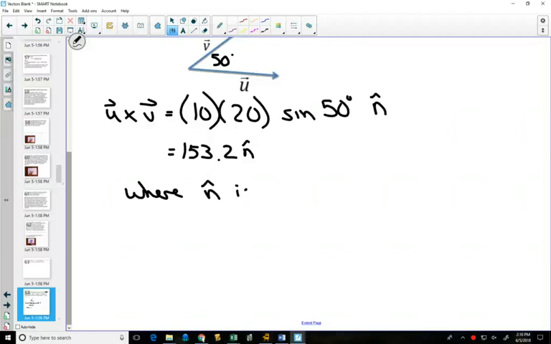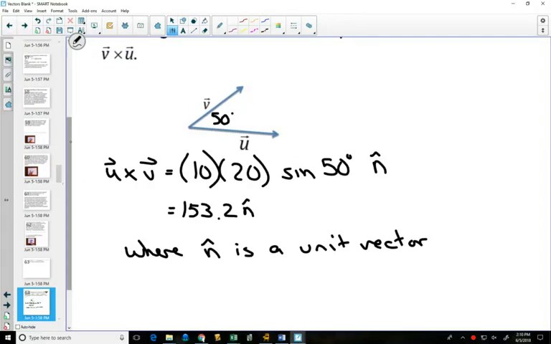where n is a unit vector. And in this case, with U cross V, if you think about going from here to here, that would loosen your cap, so it would be up. If you do the right-hand rule, you can point it here and twist that way. Right? If it was V cross U, it would be going down. Where n is a unit vector pointed upwards.